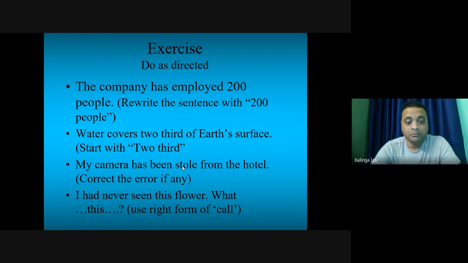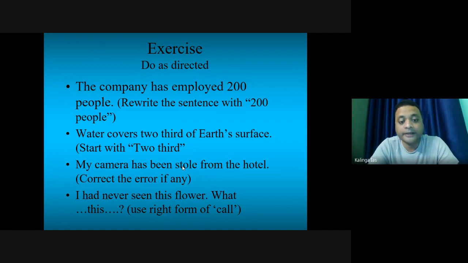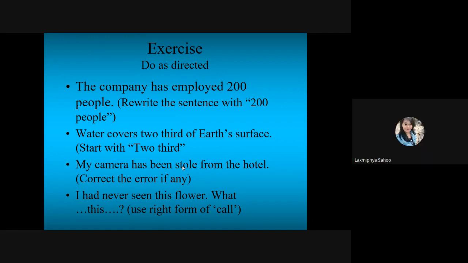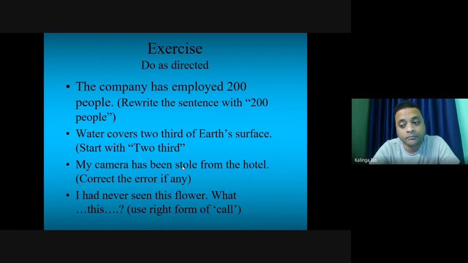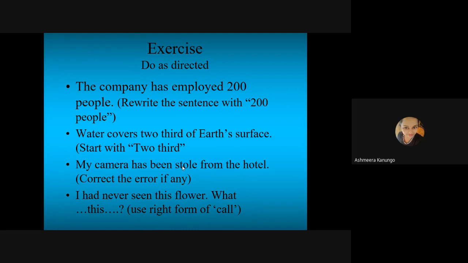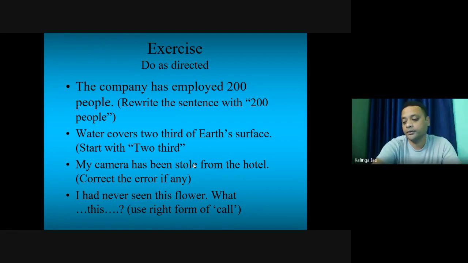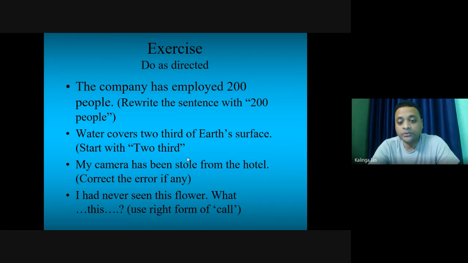Okay. My camera has been stolen from the hotel. Correct the error if any. Is there any error? Stolen. Sorry. Stolen, it is correct. My camera has been stolen. Okay. Then I have never seen this flower. What dash this dash? Use the right form of the verb.